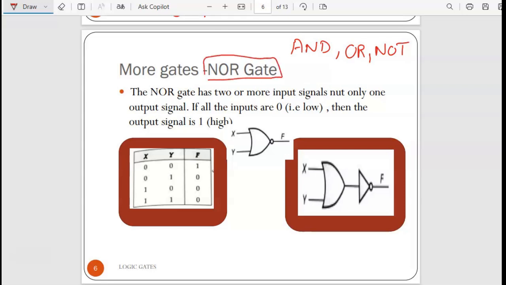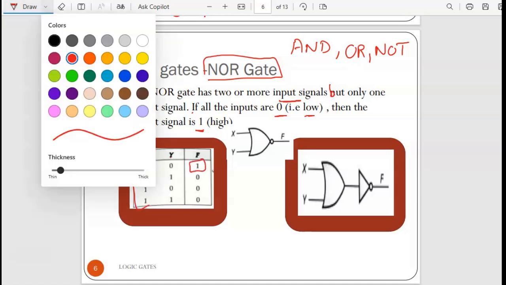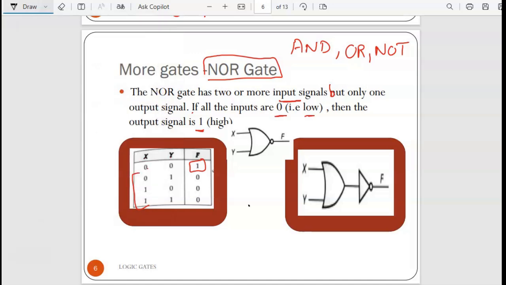The NOR gate has two or more input signals, but only one output signal. So this is again going to work on at least two input signals. Here you can check we have x and y, but only one output signal. If all the inputs are 0, that is low, then the output signal is high, 1. So 0 0 only will give you 1, and for the rest of the values it is 0 only.